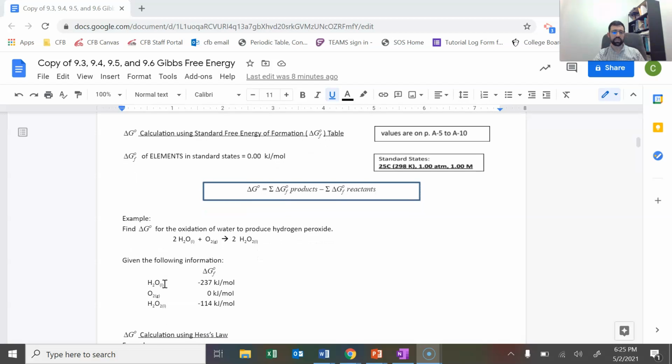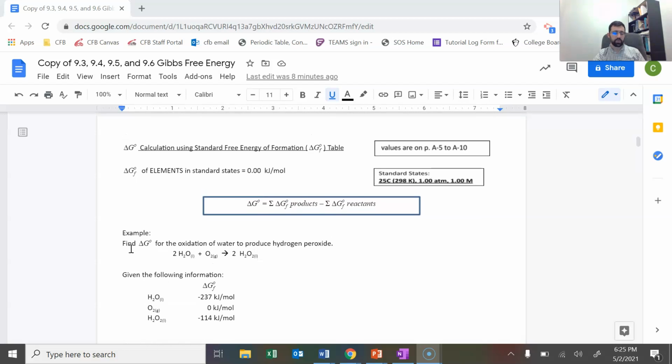So let's figure out what it is for this first process. We want to find the delta G for the oxidation of water to produce hydrogen peroxide. So H2O, we have O2, and then 2H2O2. Given information can be used. We have the Gibbs free energy of formation of water as negative 237 kilojoules per mole. For oxygen, it's 0 kilojoules per mole. And for hydrogen peroxide, it is negative 114 kilojoules per mole.